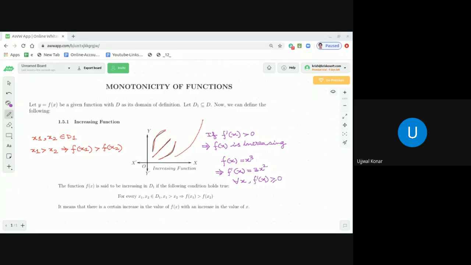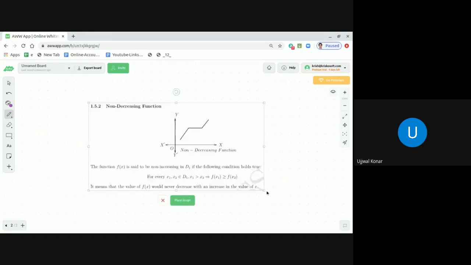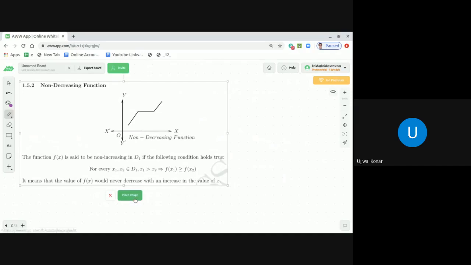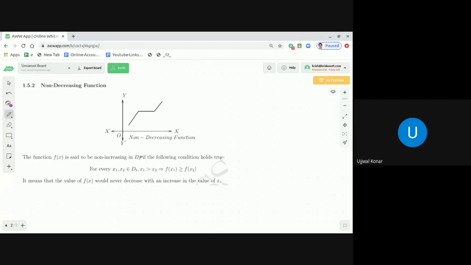Now, the next one that is coming is the non-decreasing function. Non-decreasing function means what? Let me first place the class note here. Non-decreasing function means that if x1 greater than x2, that implies f(x1) greater than or equal to f(x2). You see, dear students, here there is a greater than. Let me use a different color. Here we get a greater than, correct? And here you get greater than or equal to.